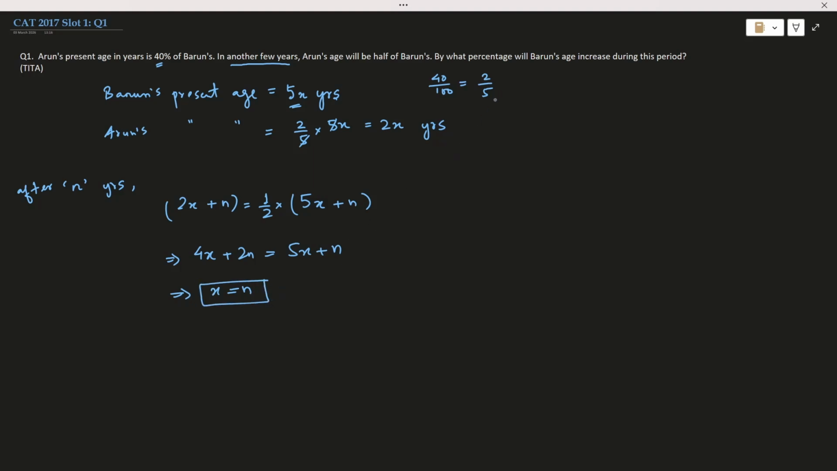So by what percentage did Barun's age increase during this period? Initially it was 5x. Now it has become 5x plus n, and n is basically x. So 5x plus x will give me 6x. So what is the increment, guys? x divided by 5x into 100, because we need percentage. x and x will get cancelled. So this will be 20 percent. So this is a type in the answer, so you will have to enter 20 as the answer. So the correct answer for this question is 20.